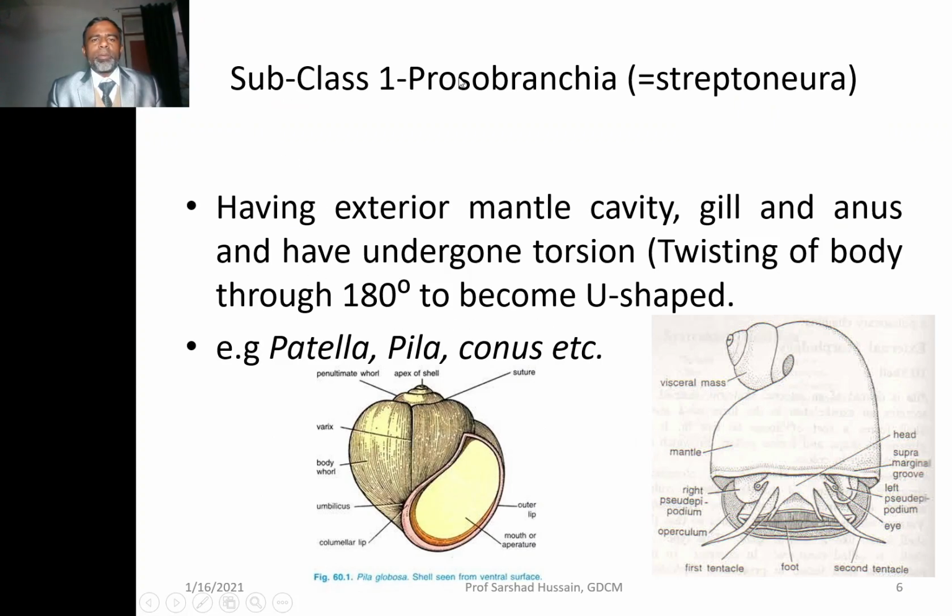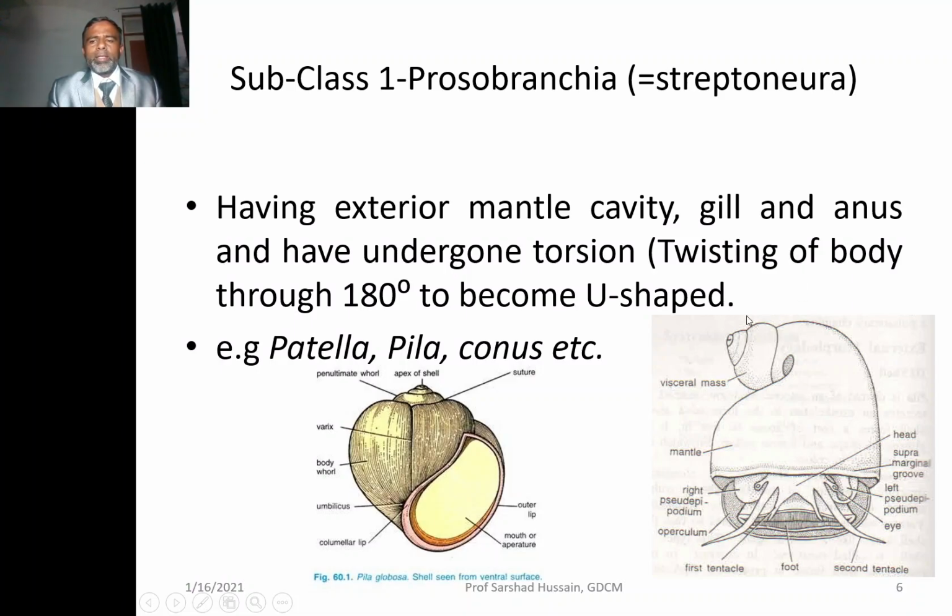This is subclass 1, Prosobranchia, also called Streptoneura. Branchia means related to gills. The gills along with the mantle cavity and the anus are present on the anterior side, and they have undergone torsion. Torsion, you can look at this. The head is there, the foot is there, and the rest of the body is twisted over it. So this is torsion, that is, twisting of the body.